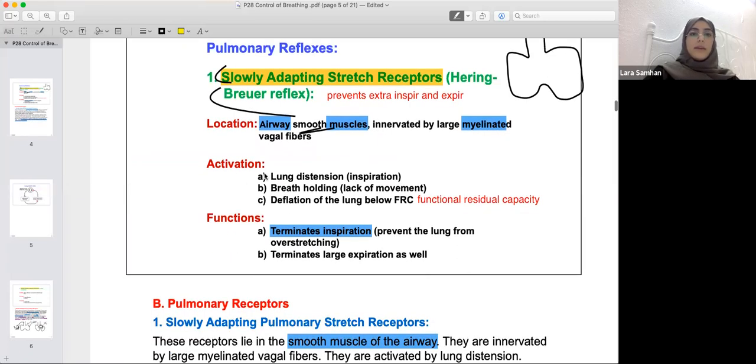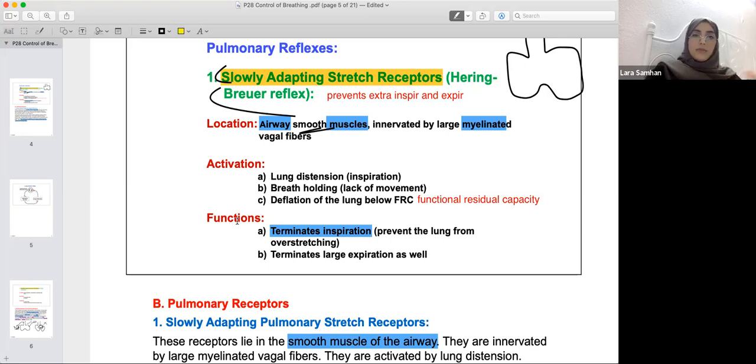Now, when are they going to be activated, and what's their function? As we said, in regard to the function of the slowly adapting stretch receptors, they prevent extra inspiration and extra expiration, and they will terminate it. Once we have over inspiration, it will be terminated, and we want to have normal inspiration. Once we have over expiration, it will be terminated, because we don't want to have over expiration. We should always have residual volume in the lungs, as we have residual volume, for example, in the heart. Once the heart pumps, we should have residual volume. We should also have residual volume in the lungs.